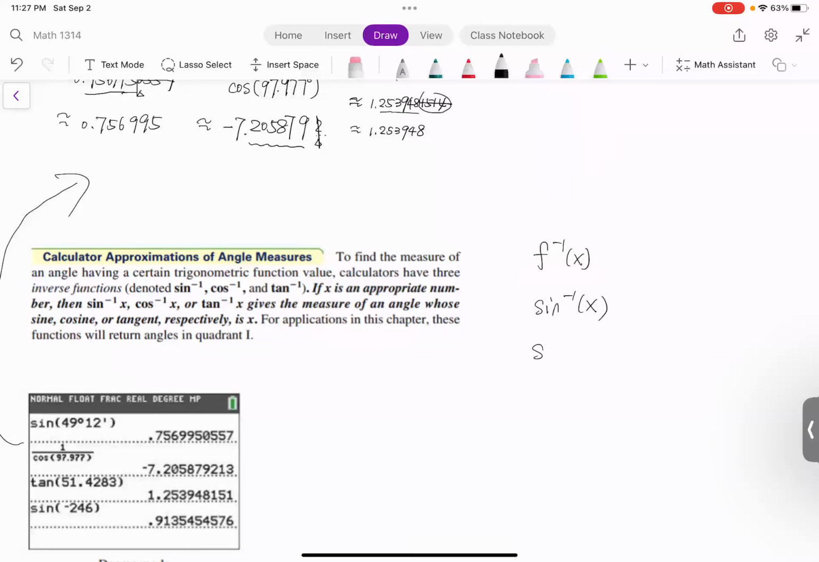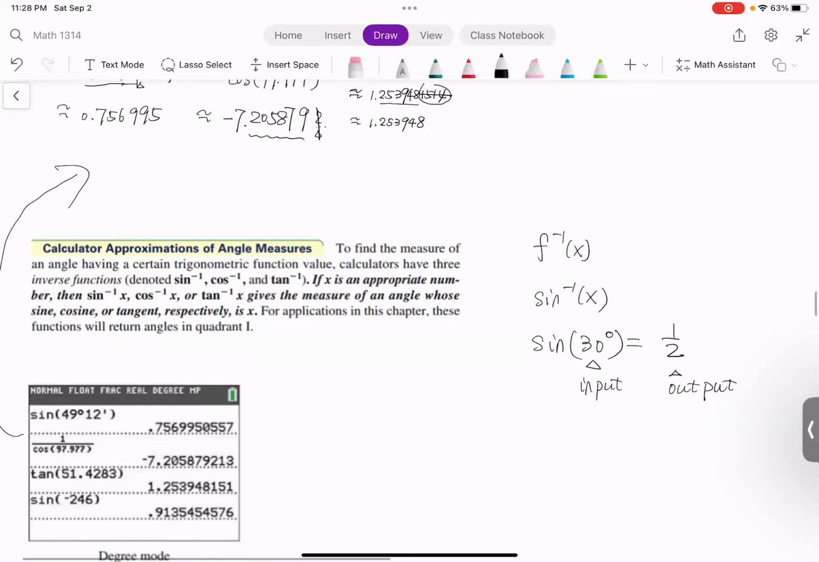Okay, let me ask you this. If sine 30 degrees equals 1/2, how do we convert it to its inverse function? We know that the sine here is the input, and then here is the output. We have learned the inverse function is to swap the input and output.